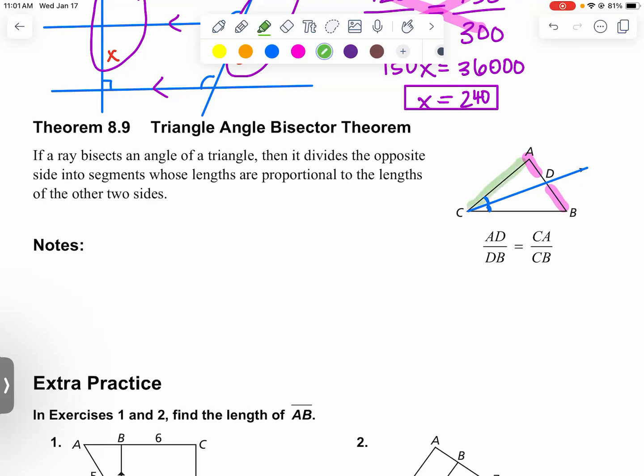And then if you look at the other side, we can set up a proportion AD over DB equals CA over CB. Or what I'm probably going to have you do is set up a proportion AD over AC equals DB over BC. This is going to be a ratio, and they're going to be equal. So we can only do these if we know that there's some... Well, this theorem says angle bisector. So if you have an angle bisector, this theorem is going to hold.